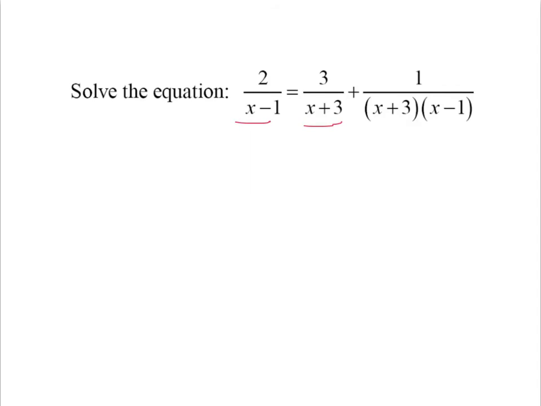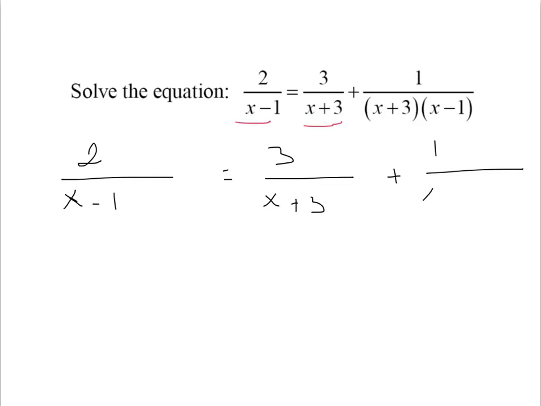Now, let's rewrite the equation again, right? So we got 2 over x minus 1, right? Equals 3 over x plus 3. Let me have some space here. And we have 1 over x plus 3 times x minus 1. Okay. Now, as I said before, we need to find the LCD. Obviously, we can see that x plus 3 times x minus 1 is going to be the least common denominator here. So here we have x minus 1.